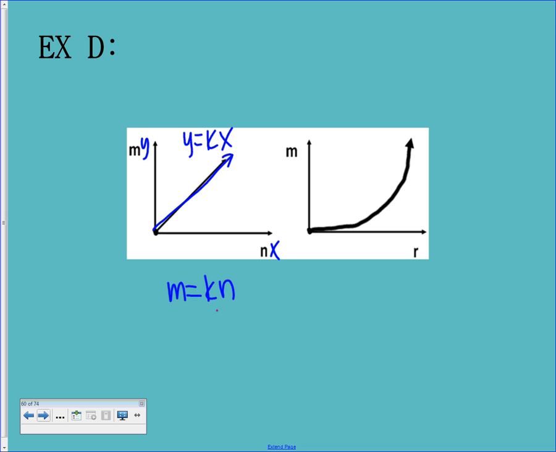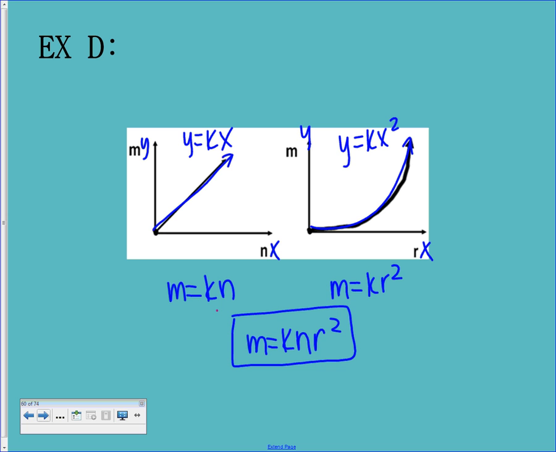Now the second one is also direct because they're both going up here, but now this is definitely part of a parabola, so that's going to be y equals kx squared. Again, label that x and y, so that one is m equals kr squared. Now together, those two mashed together would be m equals knr squared. You do not need to do anything with the fact that there's two k's because k is just a number. So if I had a number here and a number here, it's still a number there. So m equals knr squared.